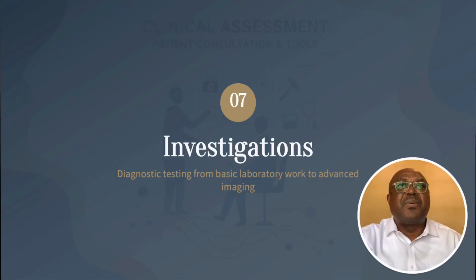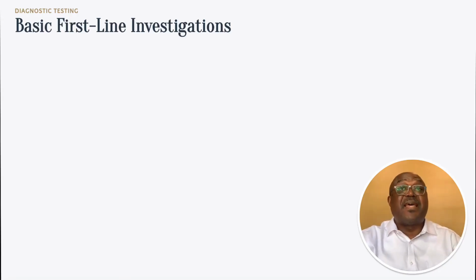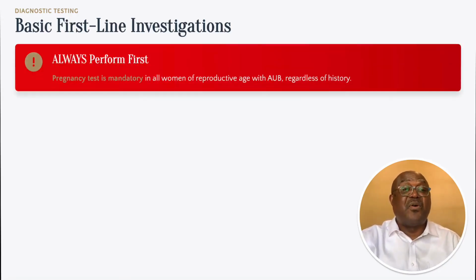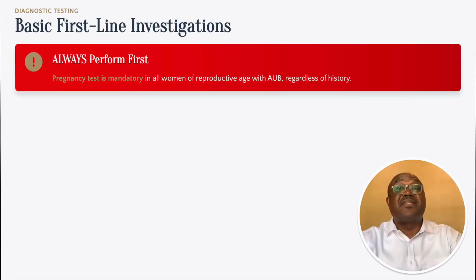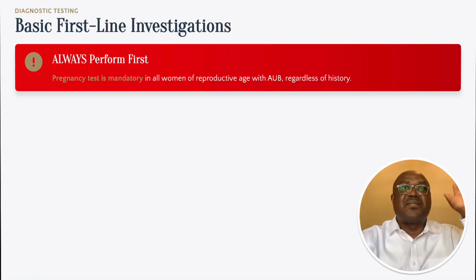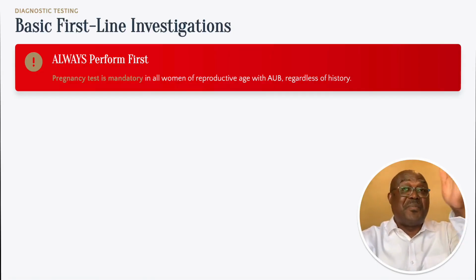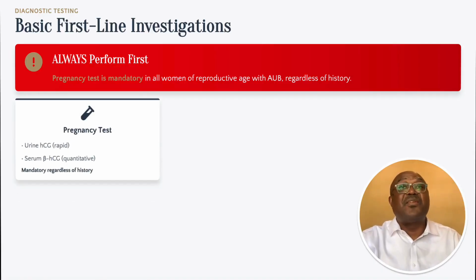Okay, let's talk now about investigations. The basic first line investigation. Always perform first a pregnancy test. This is mandatory in all women. In fact, it's said all women are pregnant until otherwise. So always means always. So perform a pregnancy test in all women of reproductive age, regardless of what they tell you about contraception or sexual activity.